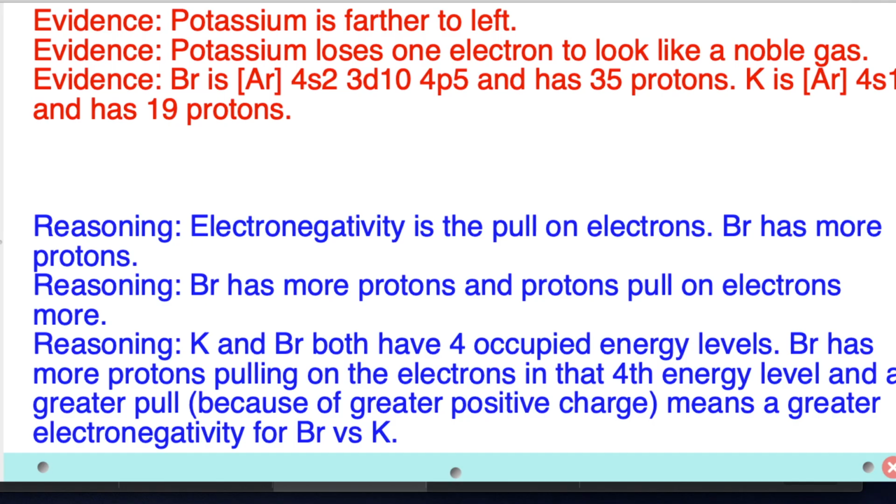Notice they don't bring up Coulomb's Law, but they kind of mention the idea of Coulomb's Law because they're talking about greater positive charge. My student would still get credit for this, and it's a good explanation for electronegativity for the comparison of bromine to potassium.